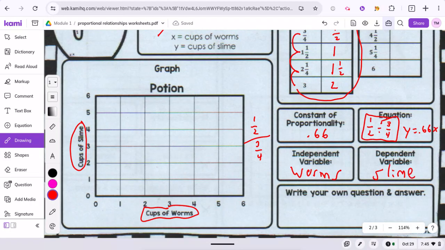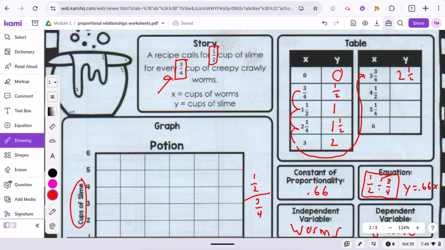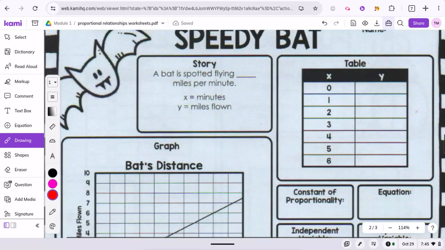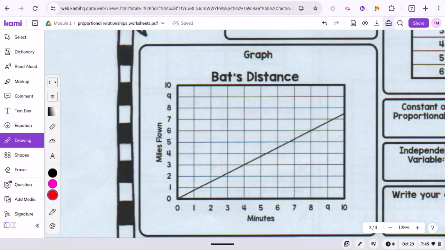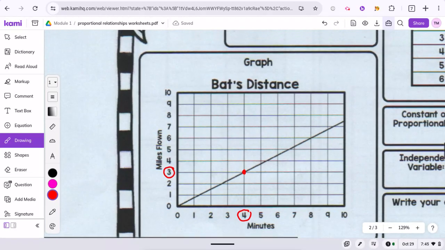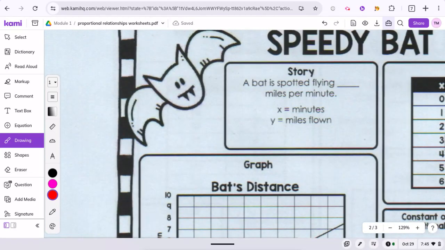And you can write your own question here as well, like how much slime if you're going to have 10 cups of worms. And just write that in the solve, plug it into the equation. And then the last one, you need to look at the graph to solve it. So I would look for a point where they both hit and cross, like this one here, 4 and 3. So the rate is 3 over 4.